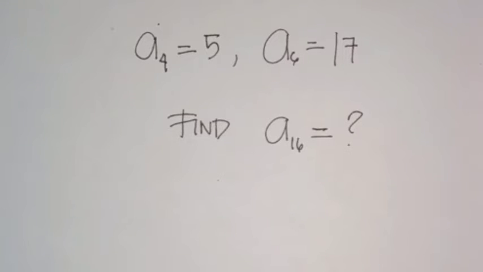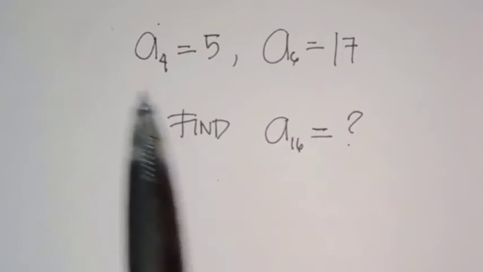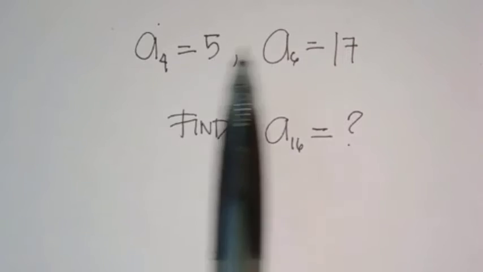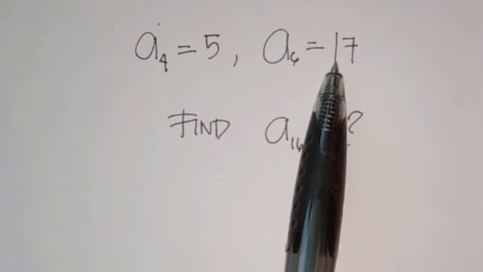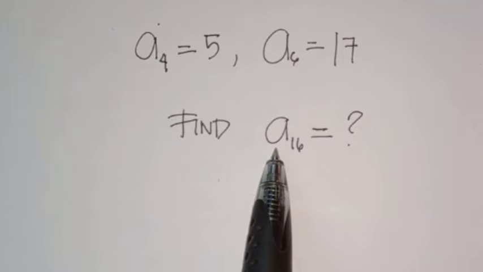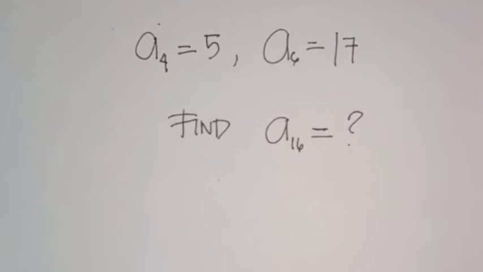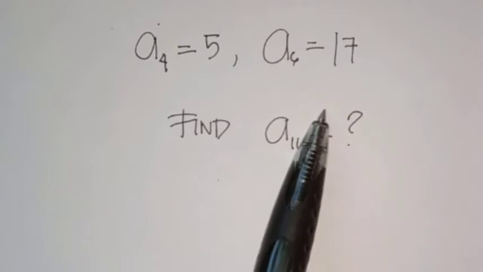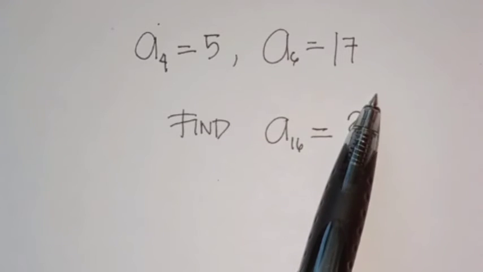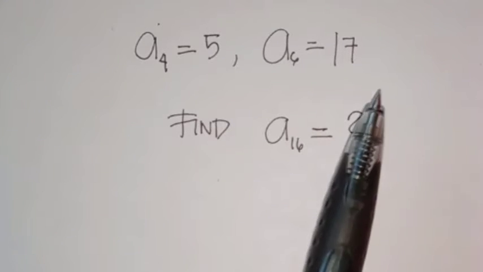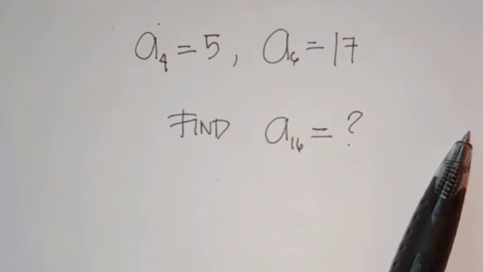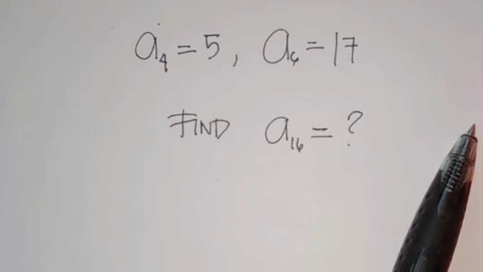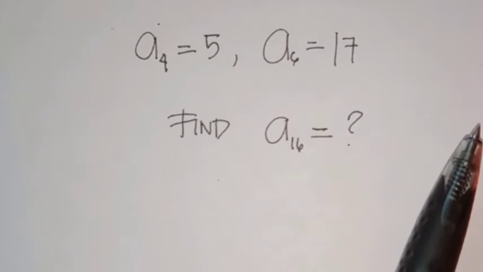So we have here an example. Determine the indicated term of the arithmetic sequence. A sub 4 equals 5 and A sub 6 equals 17. Find the A sub 16. Before that, as you can see, this is an arithmetic sequence. Earlier, we defined an arithmetic sequence as adding or subtracting a definite number to the preceding number.